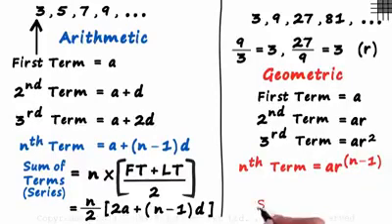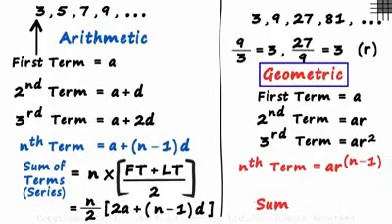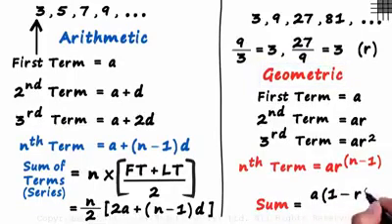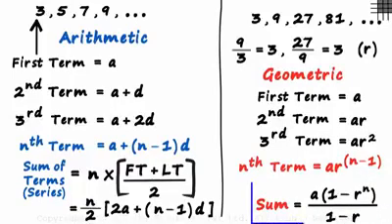And what will be the sum of the terms in a geometric sequence? This is just a formula you need to know. A times (1 minus R raised to n) over (1 minus R). The proof of this is pretty easy and it is good to know. But you don't really need to know it for your exams.